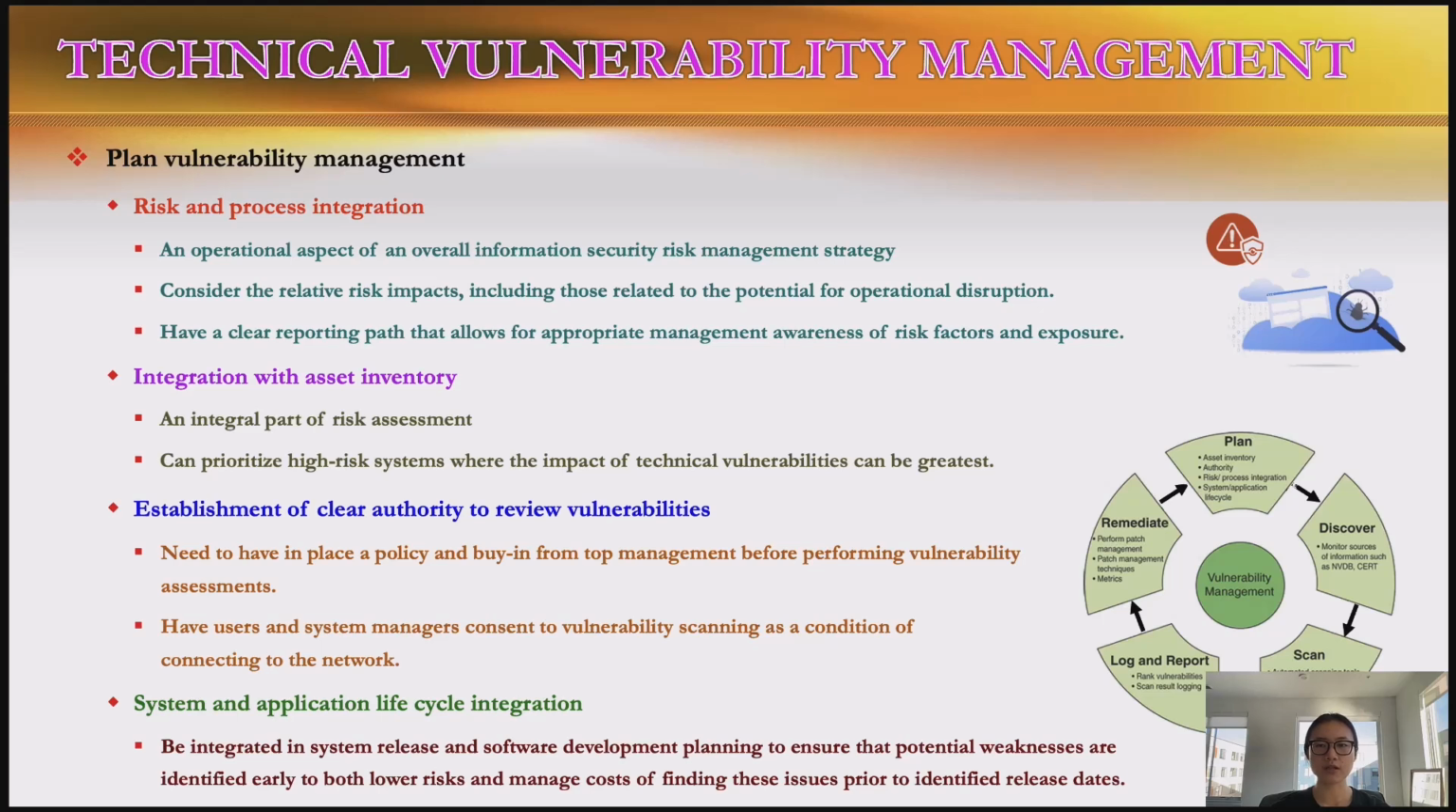The first one is risk and process integration. Technical vulnerability review is an operational aspect of the overall information security risk management strategy. A vulnerability analysis must consider the relative risk impacts, including those related to potential operational disruption. In addition, these risks must have a clear reporting path that allows for appropriate management awareness of risk factors and exposure.